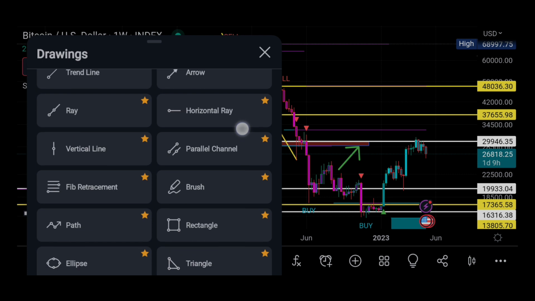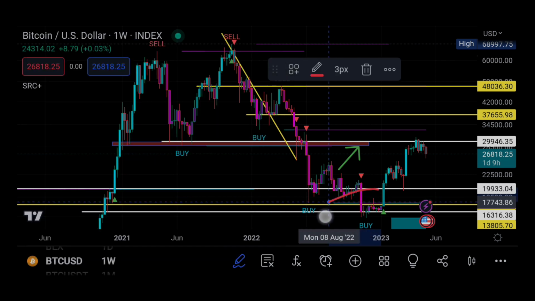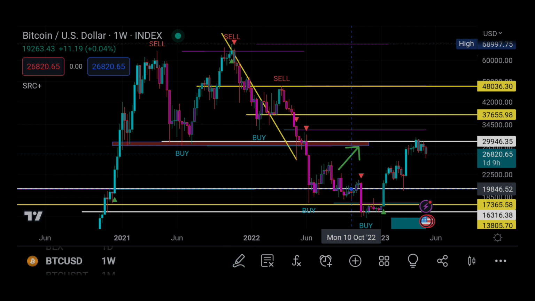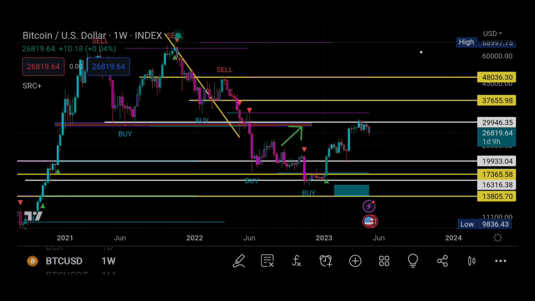Sorry, give me a second, let me quickly get that brush again. So once we entered this particular zone here, that's when we know that our bear market was over. So we entered the bull market territory.